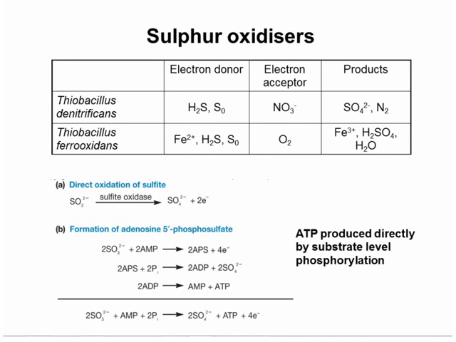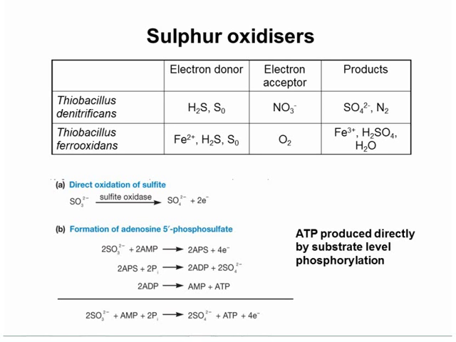Sulfur oxidizers. These guys are getting by with oxidation of reduced sulfur compounds, hydrogen sulfide or molecular sulfur. Now, hydrogen sulfide is a pretty good electron donor. So either molecular oxygen or nitrate can be used as the electron acceptors.